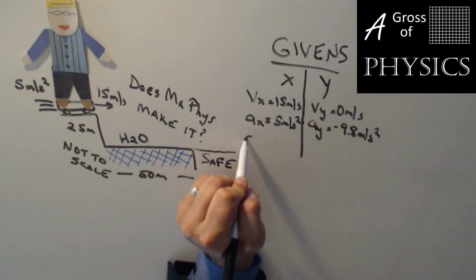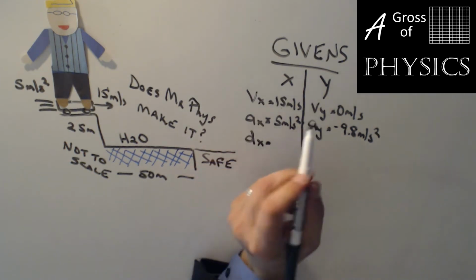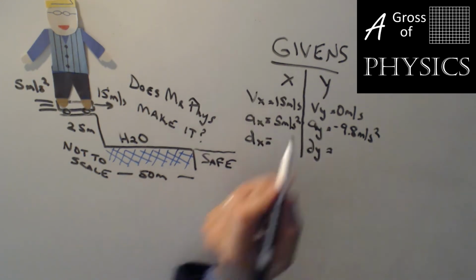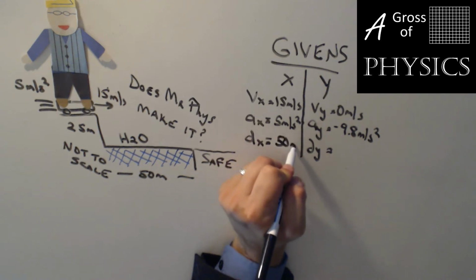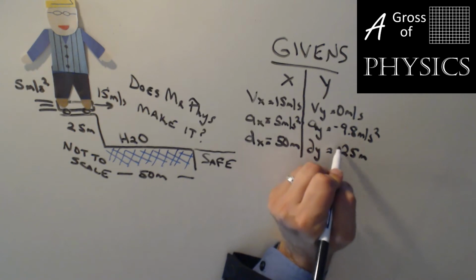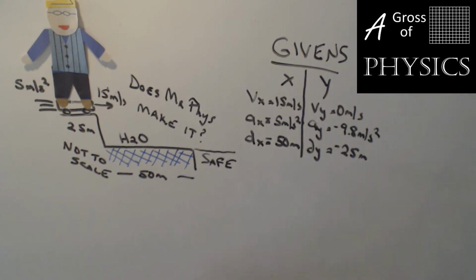That leaves us d. Now, this is the part that could be a little confusing at first because we're given dx to be 50 and we're given dy to be 25, which will be a negative because he's going to fall down. And of course, this is not to scale.